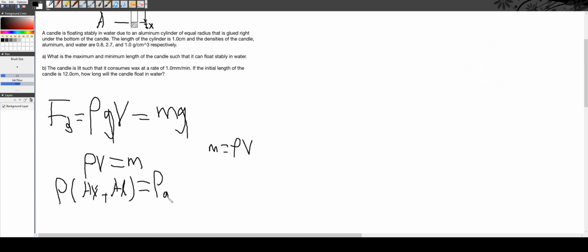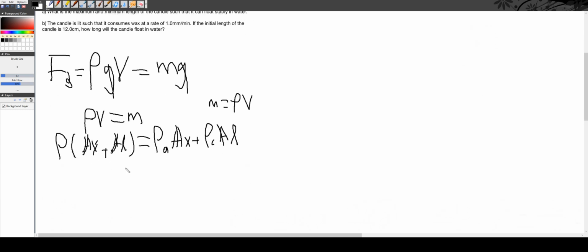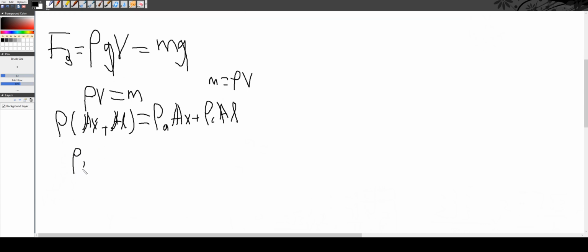So that's rho aluminum times A times x, plus the density of the candle times A times L this time. Now we see we have A on every term on both sides, so just cancel A out. Now you expand this, you get rho x plus rho L is equal to rho aluminum x plus rho candle L.